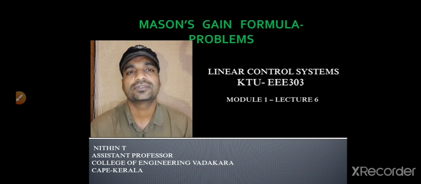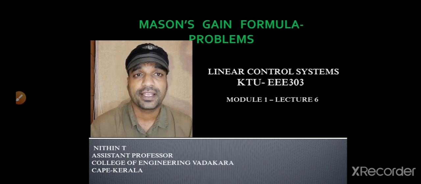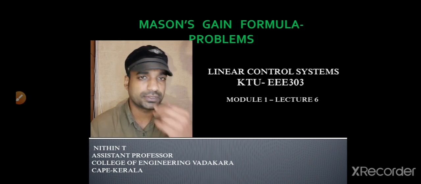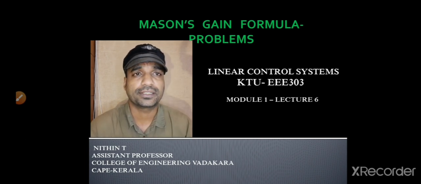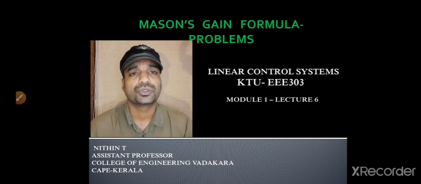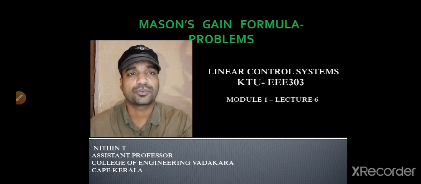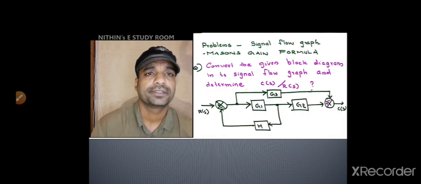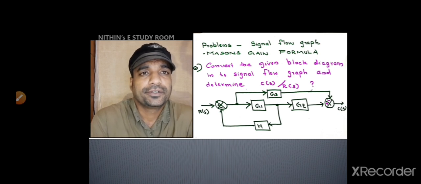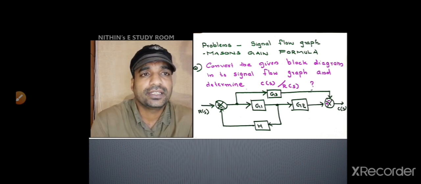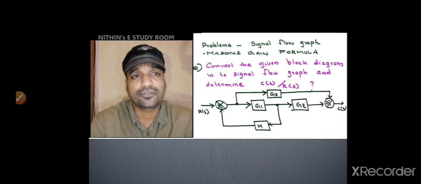So all those things were discussed in the last class, and now we are going to do some more problems on Mason's gain formula. So I'm directly starting the first problem. Okay, please read the question. Convert the given block diagram into signal flow graph and determine C of S by R of S.